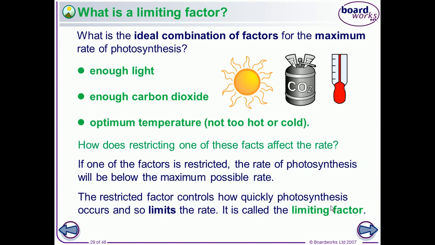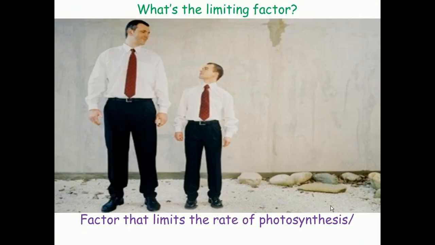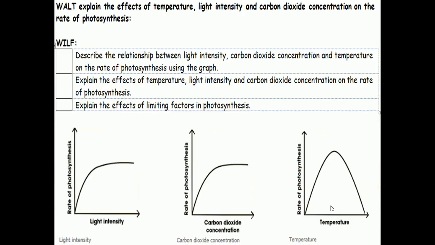This means it limits the rate of photosynthesis, so that factor is the limiting factor. So a limiting factor is a factor that limits the rate of photosynthesis. In other words, it limits the growth of photosynthetic organisms. So now, using that information, we should be able to describe and explain the effects of those three factors on the rate of photosynthesis.